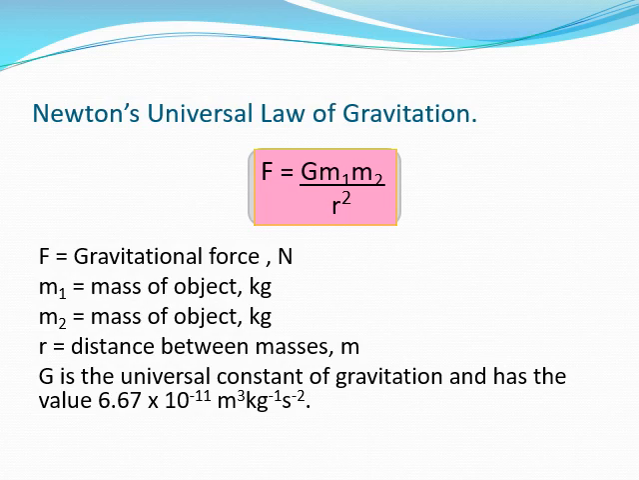Now we've already defined 1 newton as being the force required to accelerate 1 kilogram of mass at 1 meter per second squared. So when you have two 1 kilogram masses placed 1 meter apart, you find that the force is much less than 1 newton. In fact, it is 6.67 times 10 to the minus 11 newtons, and therefore that is the value of the universal constant big G. Big G can be found on the data sheet at the front of the exam paper with the other constants.